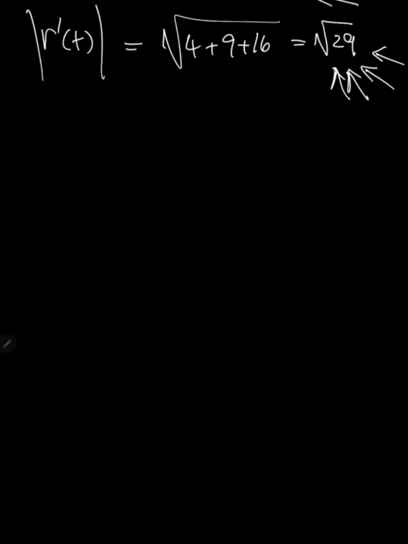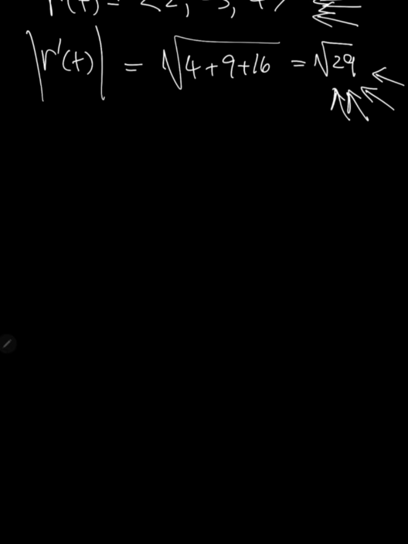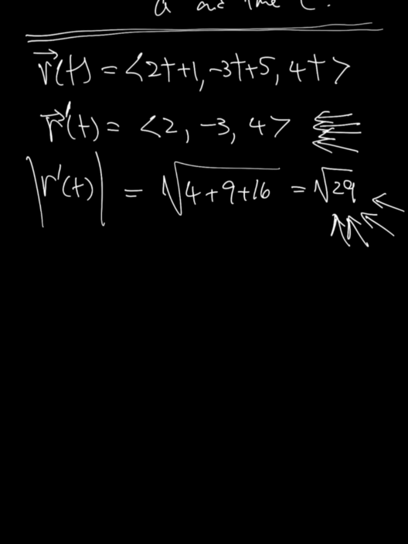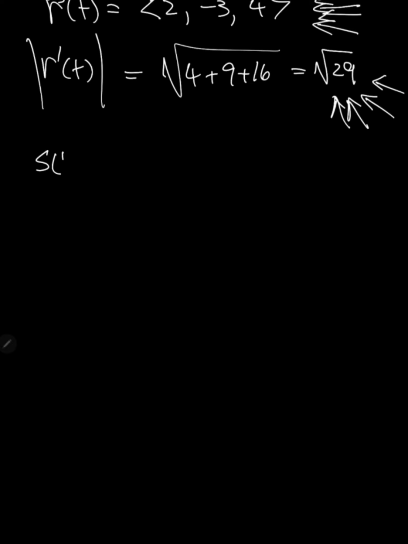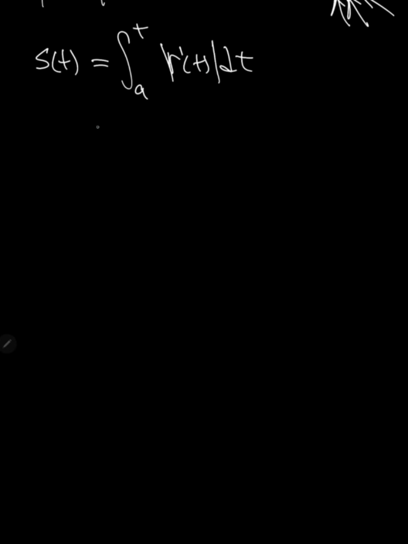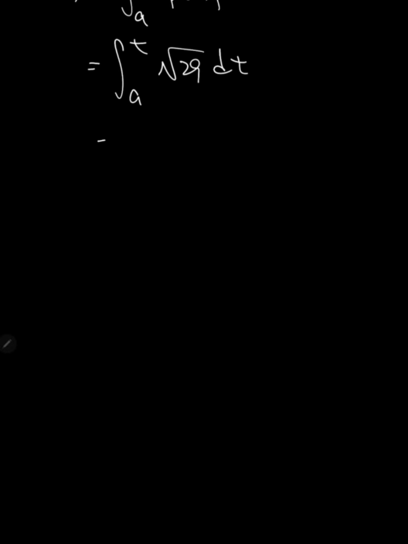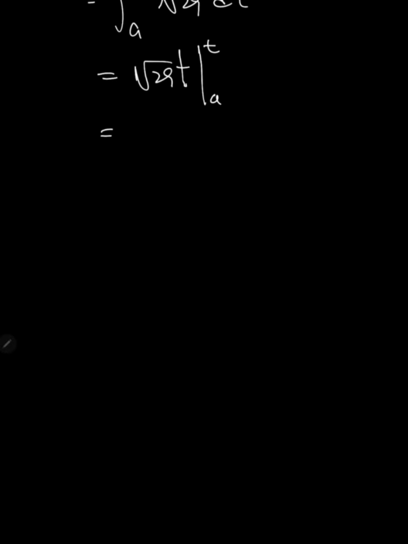It's going to have a square root in it, which makes, again, the problems hard. But I want to do a simple example. So the new function that I've defined, s of t, the integral from a to t of r prime of t dt, is equal to the integral from a to t of just square root 29 dt. Nothing could be easier than that. That's just square root 29 t from a to t, and so that's just going to be square root 29 t minus square root 29 times a.